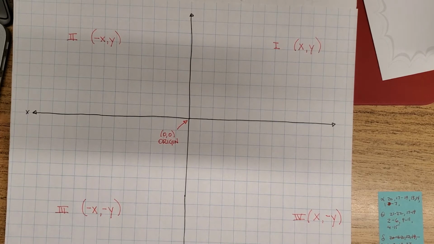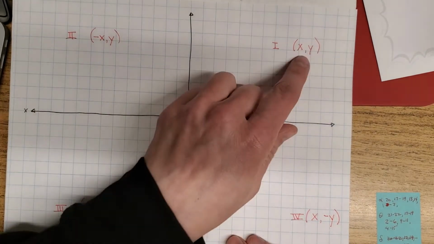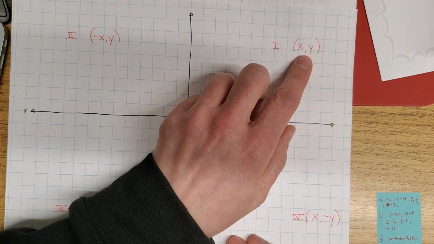Let's just continue on with this. So we labeled the origin, we labeled all the quadrants, we talked about how to write a point that you need to plot.